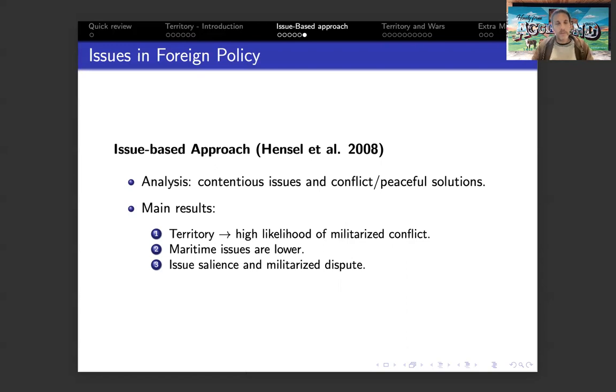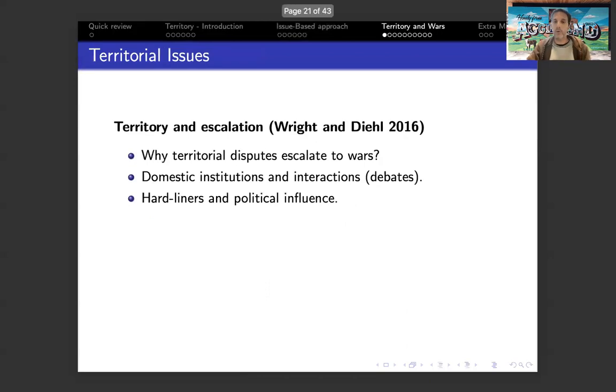So we talked about the importance of issues in foreign policy overall, and the importance of territorial issues as leading to conflict. And now I want to talk about the different factors which make territorial disputes more likely to escalate into wars. And that's the work by Wright and Deal. We know that overall territorial issues increase the odds of countries going to war. And what we want to focus on now is trying to understand what those factors are that make certain territorial disputes more likely to escalate into a full-blown war.